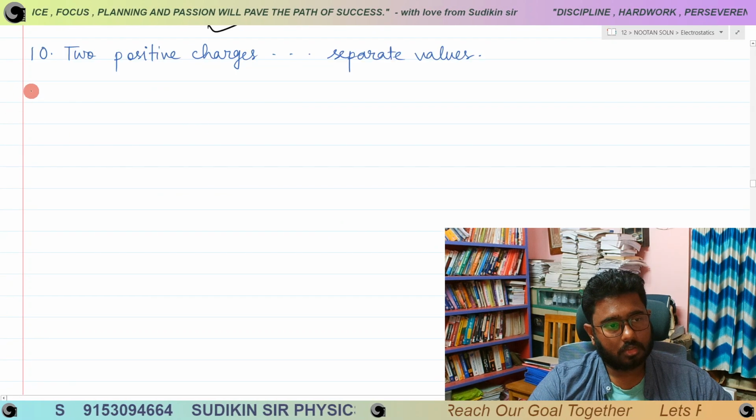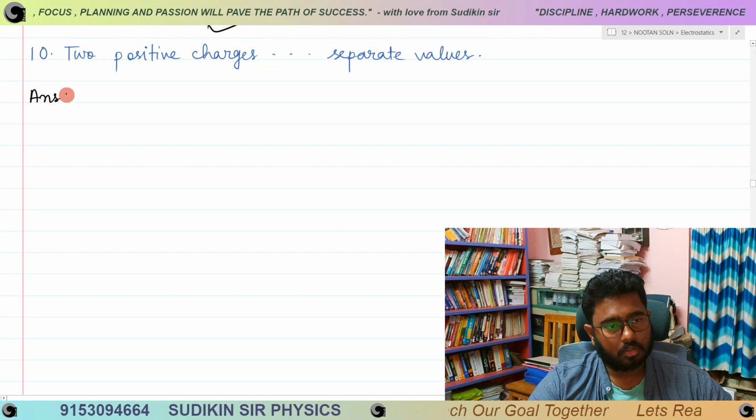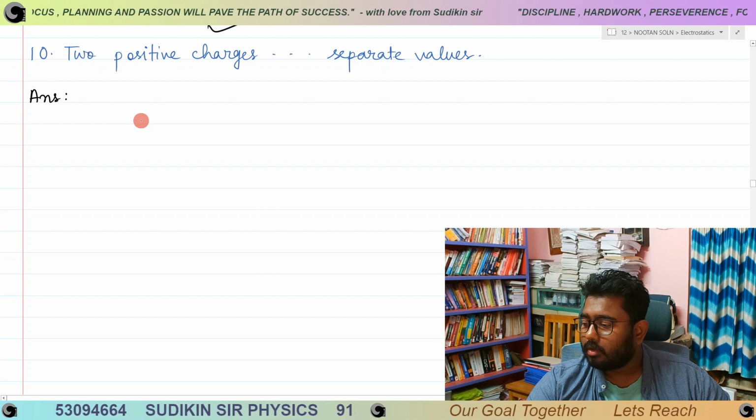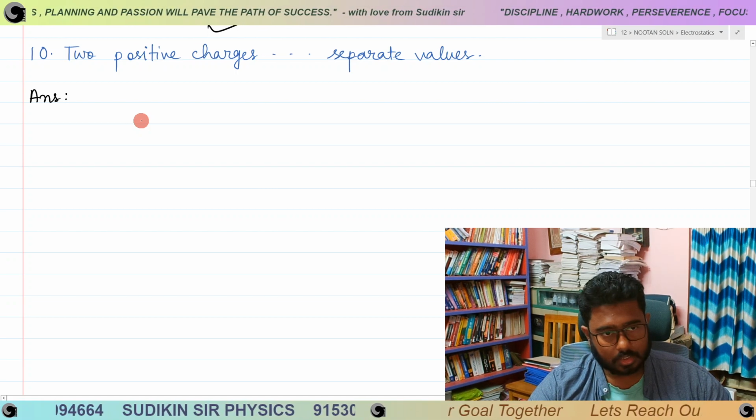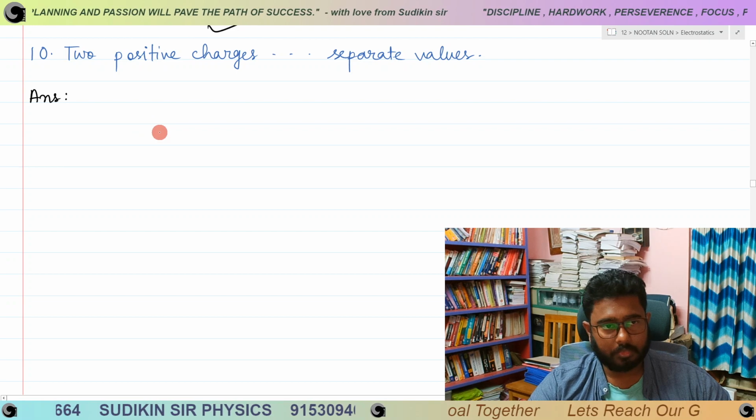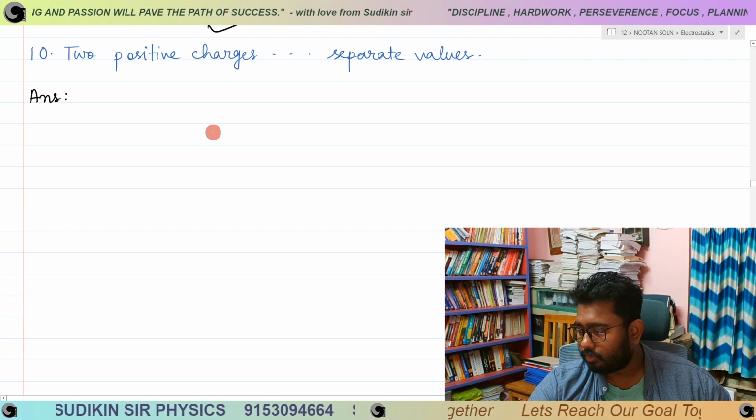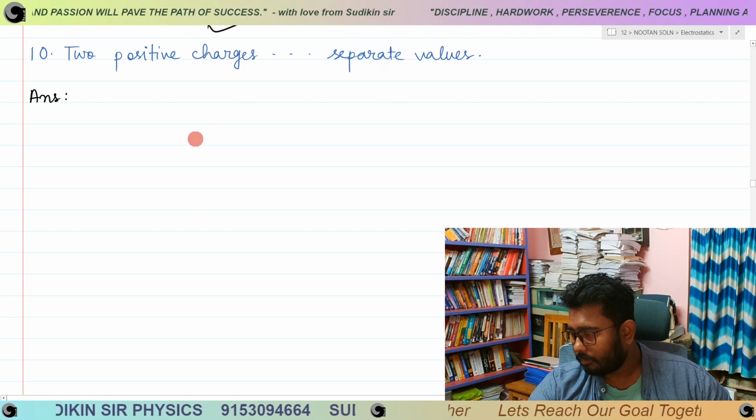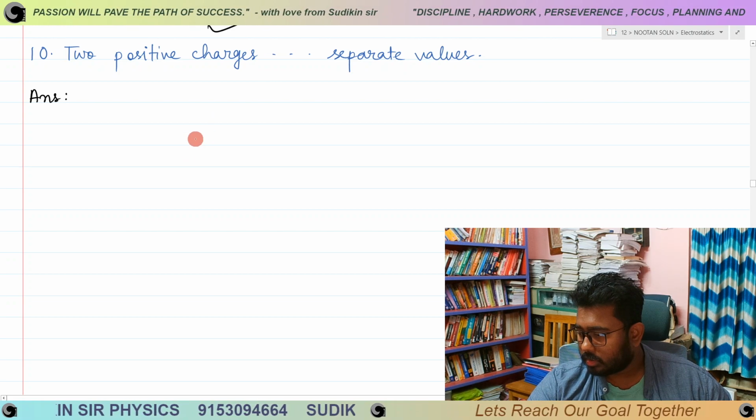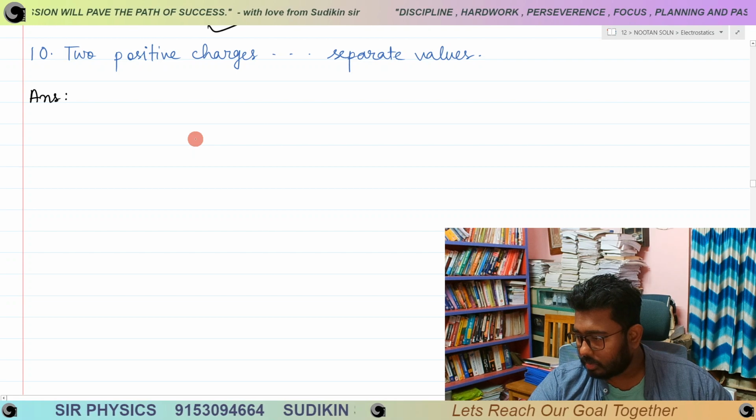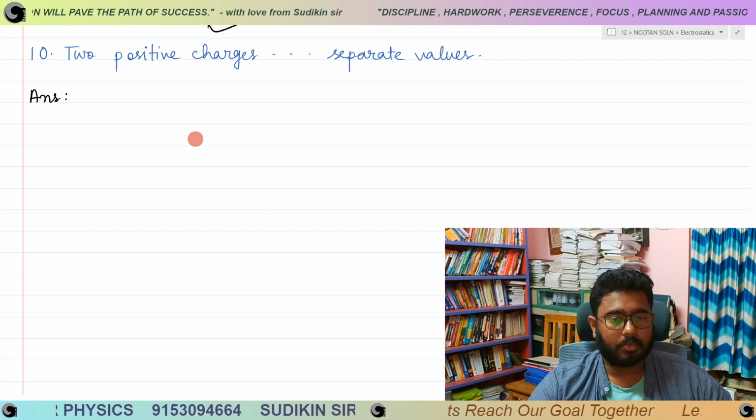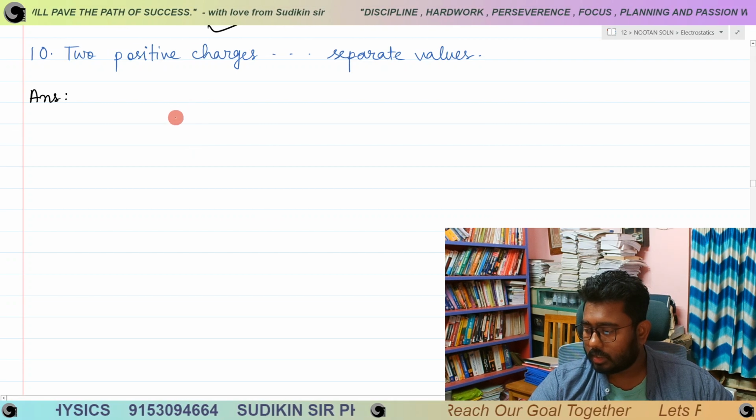Next question is question number 10. Two positive charges distant 0.1 meter apart repel each other with a force of 18 Newton. If the sum of the charges be 9 microcoulomb, then calculate their separate values. Okay, you have to calculate their separate values.